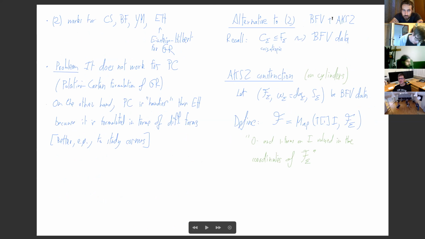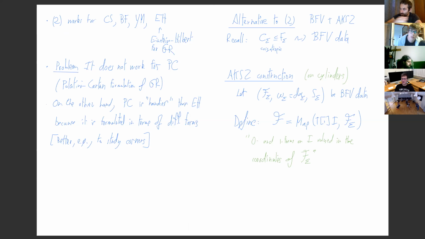And the idea is the following. There's a pairing between BFV and AKSZ. I already said what BFV is. First of all, you take the classical theory, you consider the coisotropic submanifold of constraint initial conditions. You describe this by BFV, as I explained before. So this will give you the space of BFV data. These are non-singular BFV data. Okay, so this is a good starting point, right?